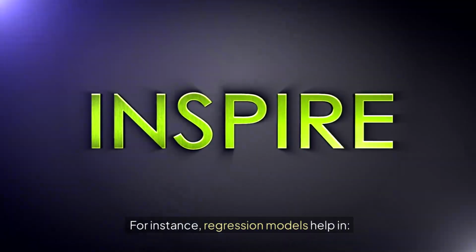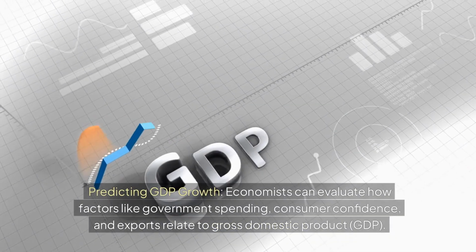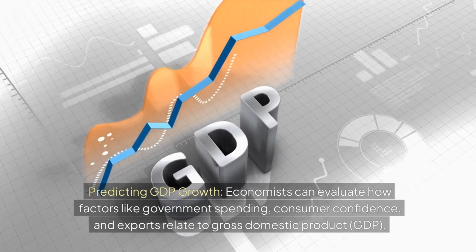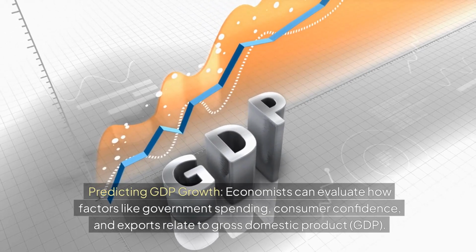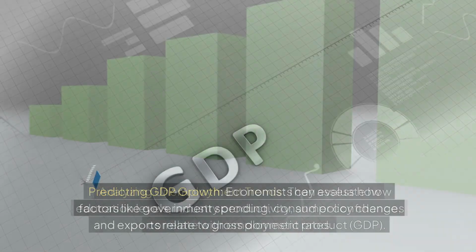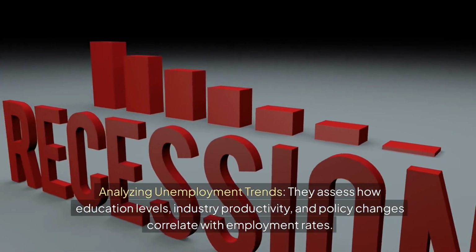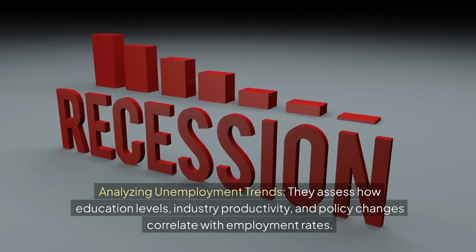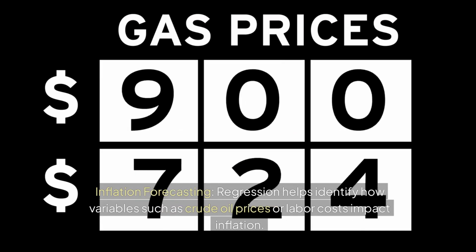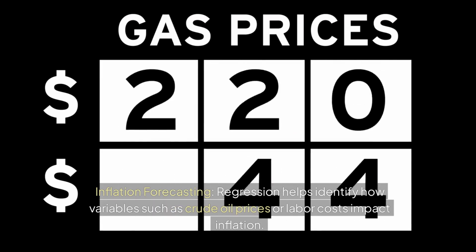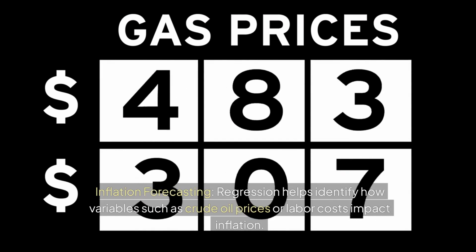For instance, regression models help in predicting GDP growth. Economists can evaluate how factors like government spending, consumer confidence, and exports relate to gross domestic product, GDP. Analyzing unemployment trends, they assess how education levels, industry productivity, and policy changes correlate with employment rates. Inflation forecasting. Regression helps identify how variables such as crude oil prices or labor costs impact inflation.